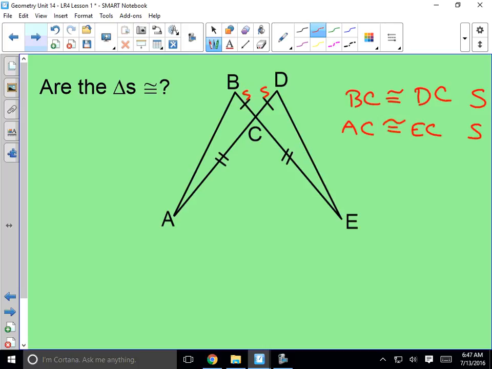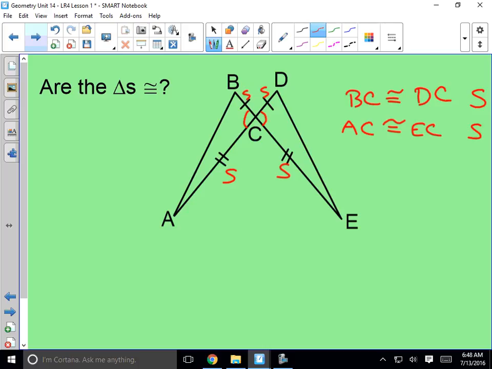That's another side. Okay, so I've got a side here, a side here. But I only have two pieces. How can I get something else? If we think back to our earlier work with angles, we also know that this angle and this angle are congruent. Why are they congruent?